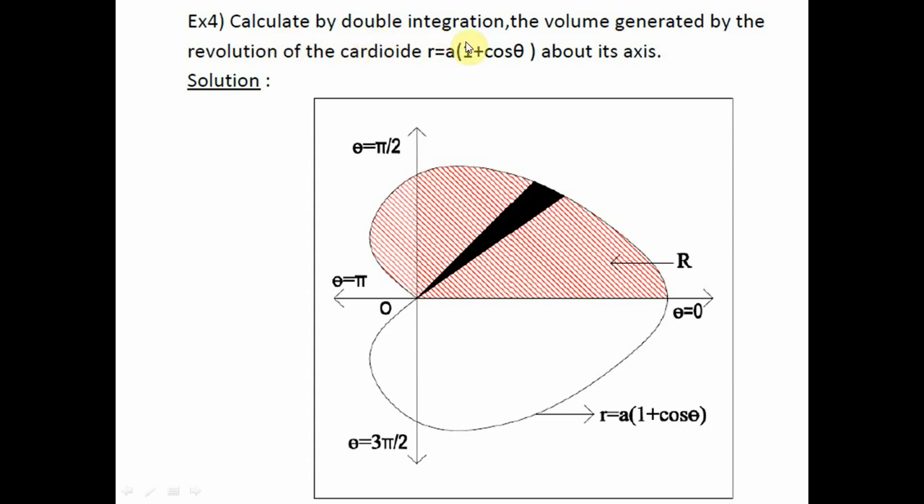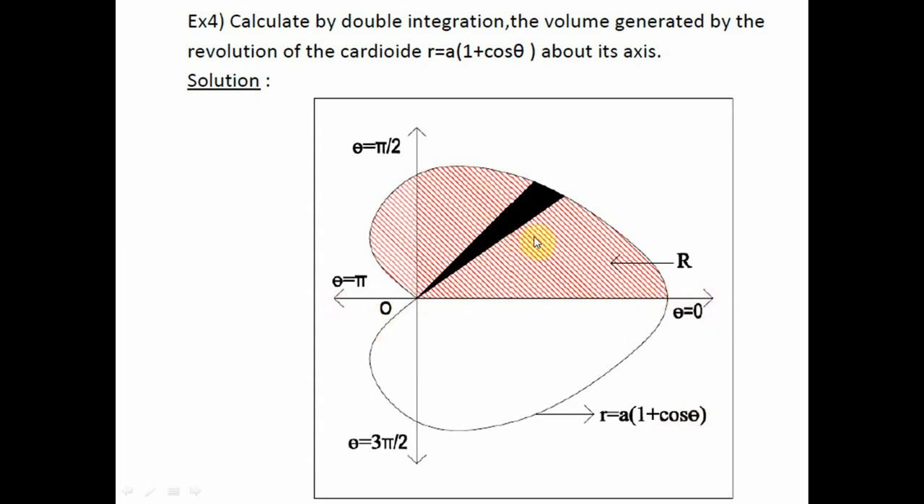Calculate by double integration the volume generated by the revolution of the cardioid r = a(1 + cos θ) about its axis. So here is the cardioid whose equation is r = a(1 + cos θ). This curve has symmetry about the initial line.